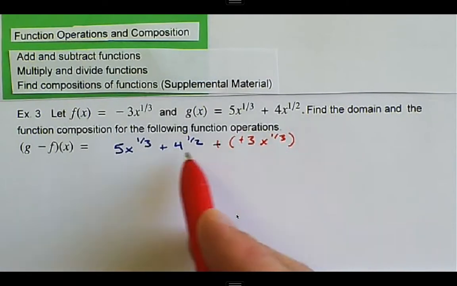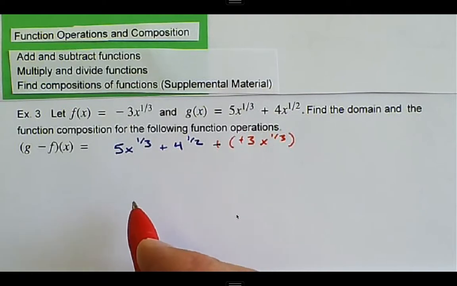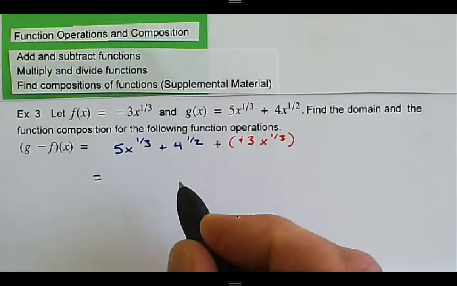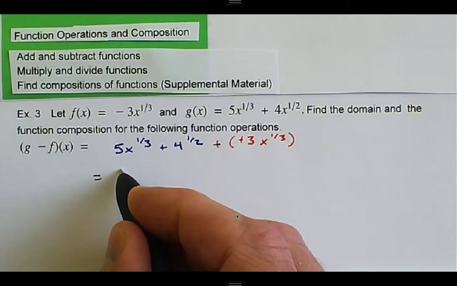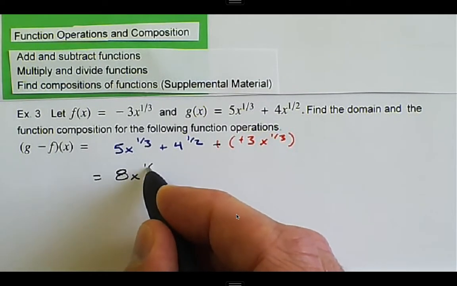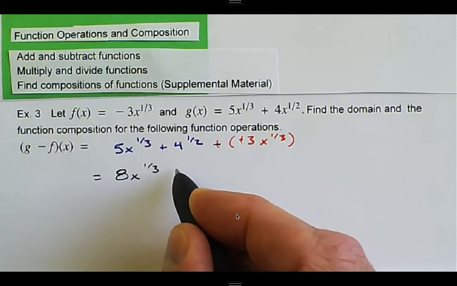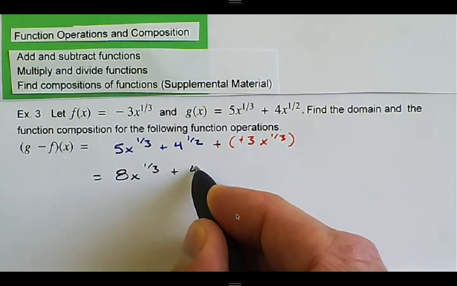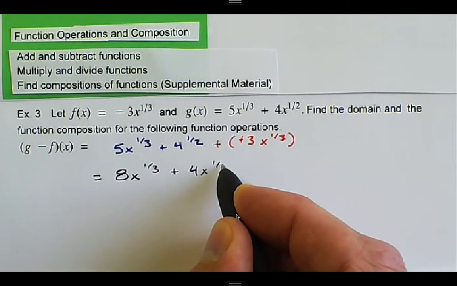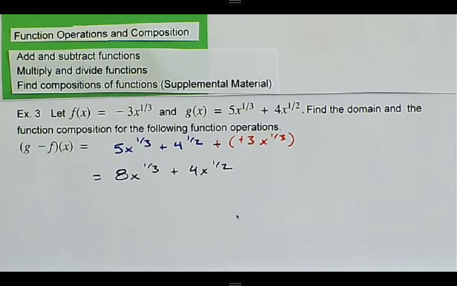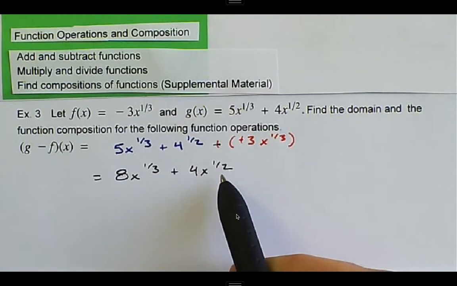And we have x to the 1/3 and x to the 1/3. So we're going to be able to combine those like terms. And we get 8x to the 1/3 plus 4x to the 1/2. Now we have a cube root and we have a square root.